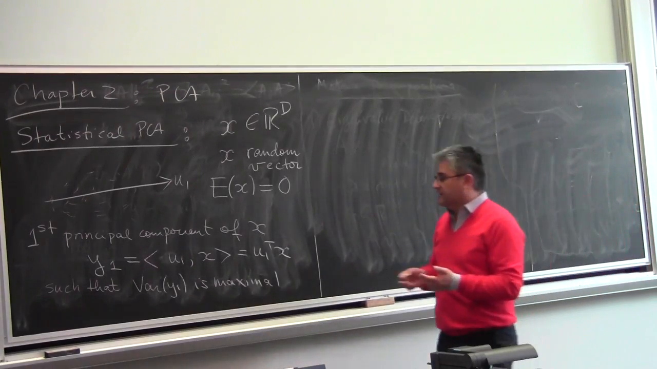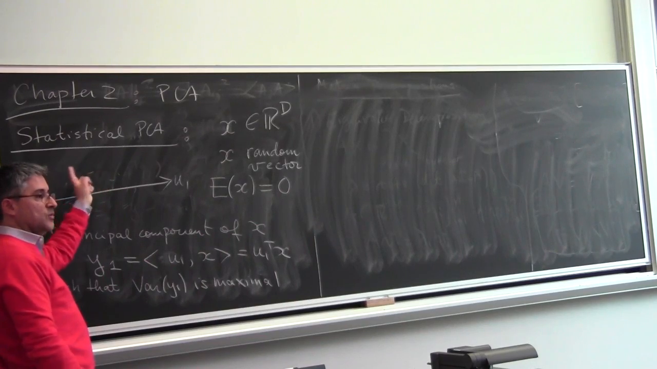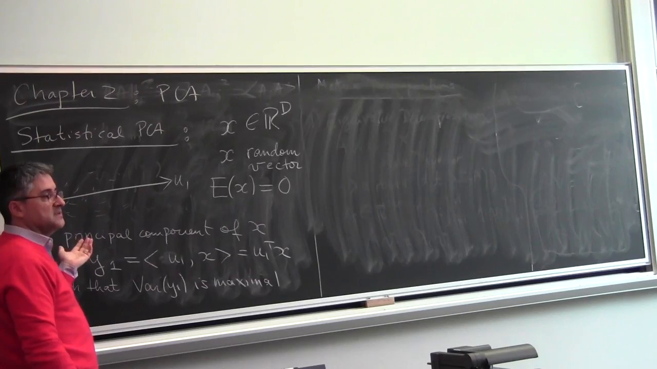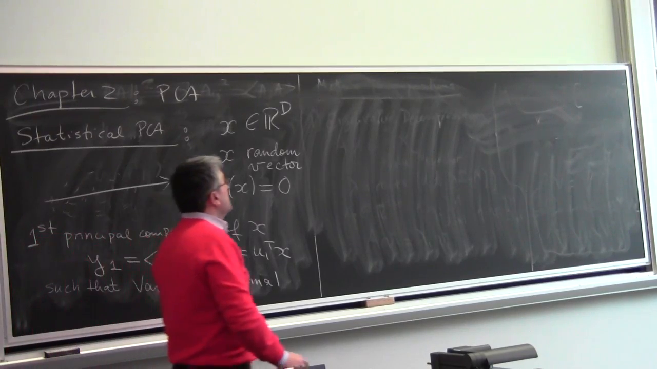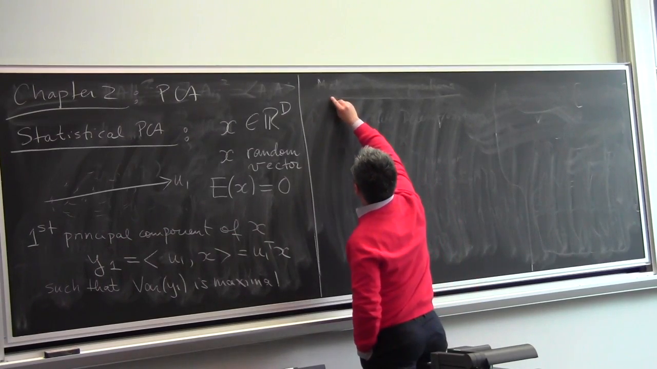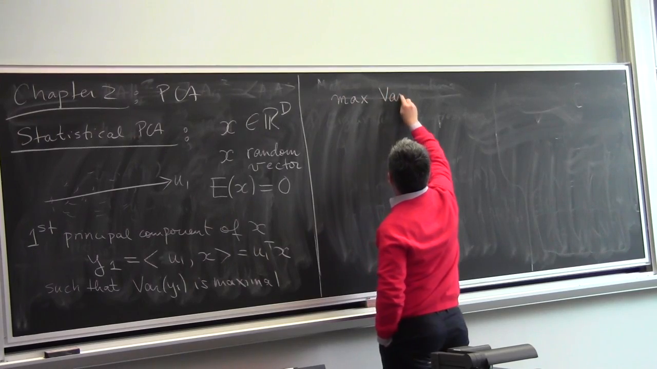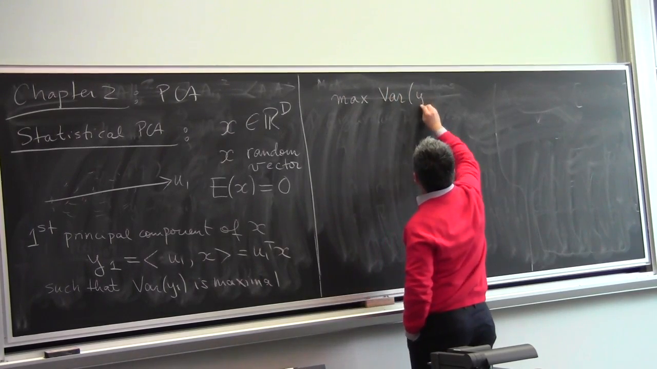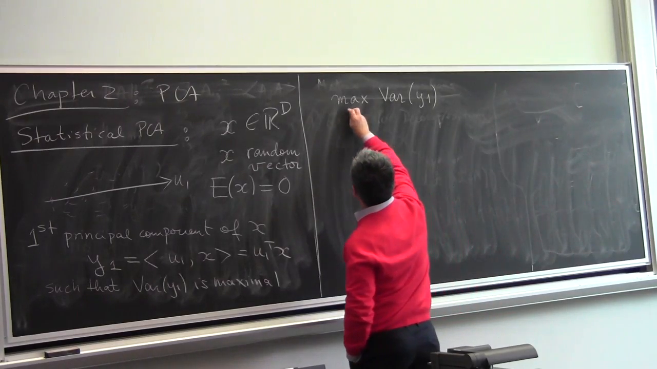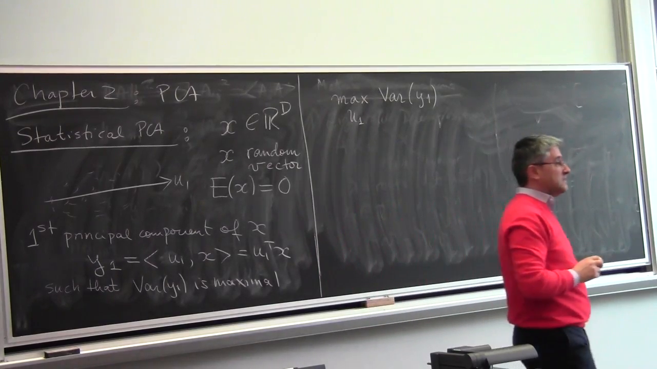Okay, so the goal then is that I would like to find that direction. A priori, I don't know. So this u1 direction, I would like to choose it so that it maximizes the variance. So to write that problem more formally, what I need to do is to maximize the variance of y1 with respect to the choice of u1. I need to choose the direction that maximizes the variance.